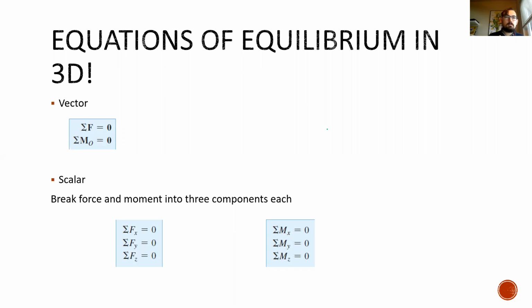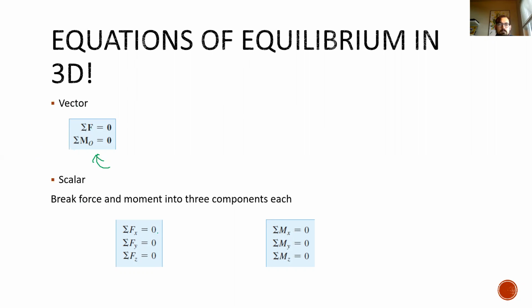The next step is applying our equations of equilibrium. In 3 dimensions, we can use the vector math if we want to, right? That doesn't look any different. Sum of all forces in the F vectorially equals 0. All forces, all moments about some point O equals the null vector or 0 vector, hey.